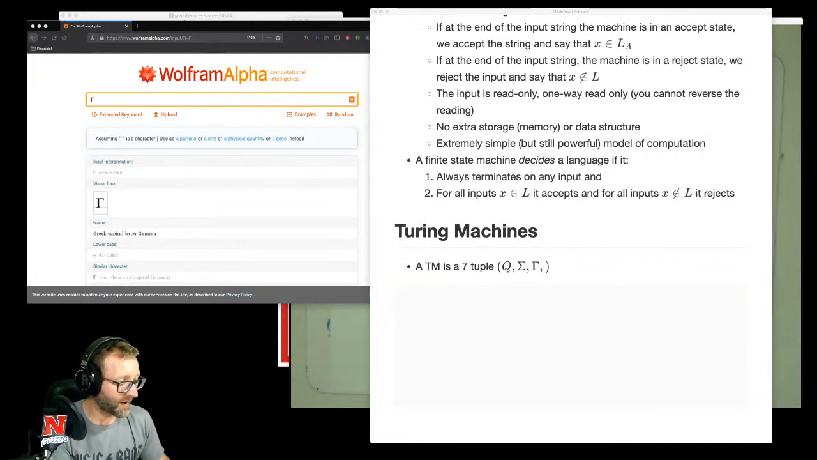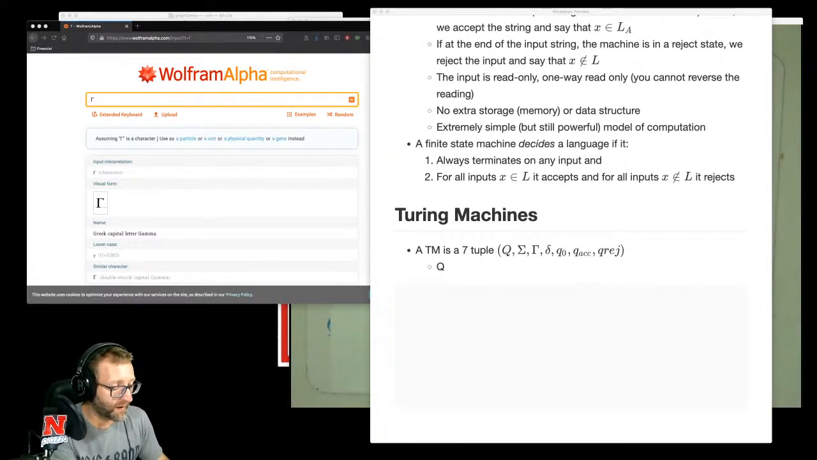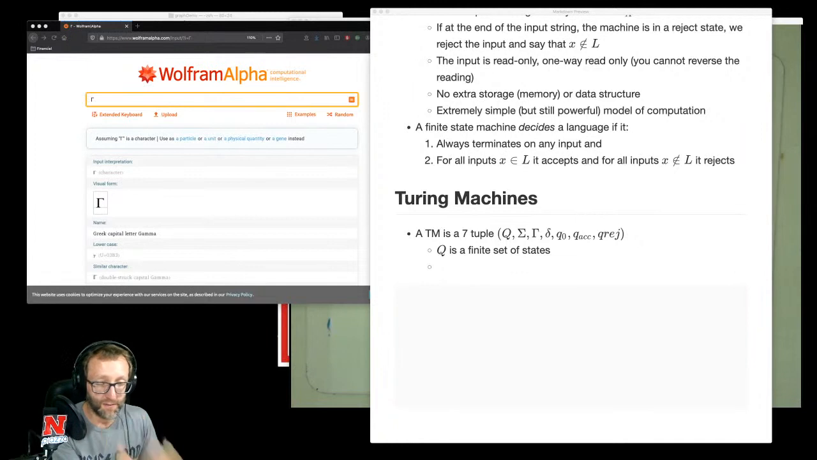And another transition function, delta. Q naught. Q accept, ACC for short. And Q reject, rj for short. Okay. So some of these things are the same. Q is a finite set of states. So it's still a finite state machine, but it's much more powerful, and we'll see why in a second.